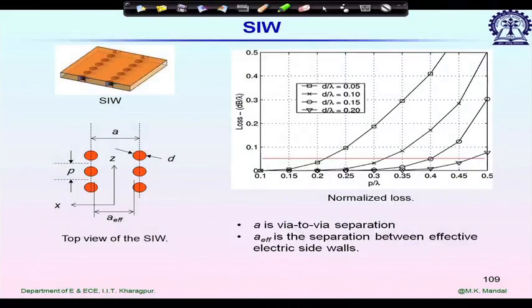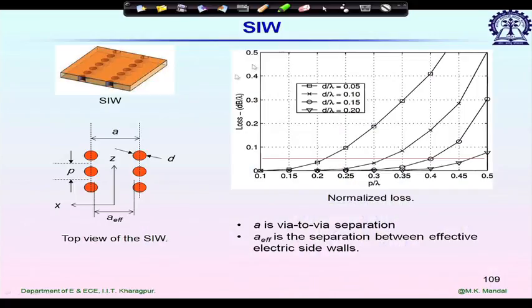Okay, so welcome back. We are continuing with substrate integrated waveguide, and for substrate integrated waveguide we have seen that we have one more additional reason of loss, and that is the leakage loss from the sidewalls. So we want to keep it minimum because we introduced SIW for a lower loss compared to other printed lines.